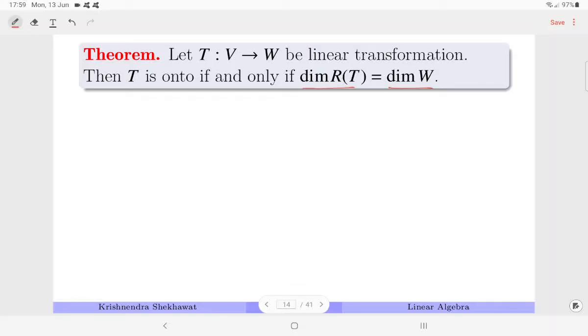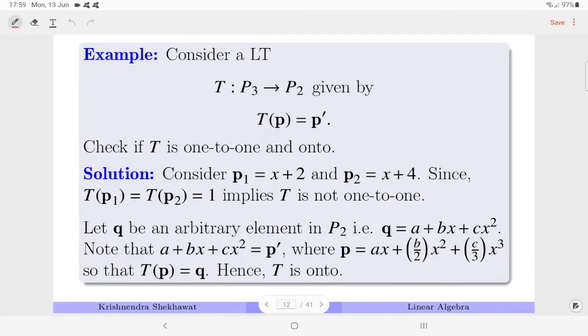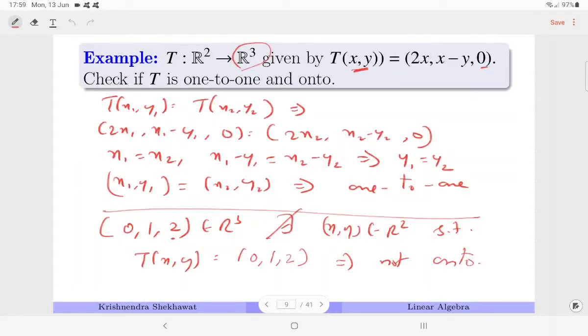So now you can recall one of the examples which we did, and here you can see that dimension of R3 is equal to 3, but dimension of R2 is equal to 2, and that's why we found a vector for which there does not exist (x, y) so that (x, y) is the required vector. If dimensions would have been equal, then it would have been onto.